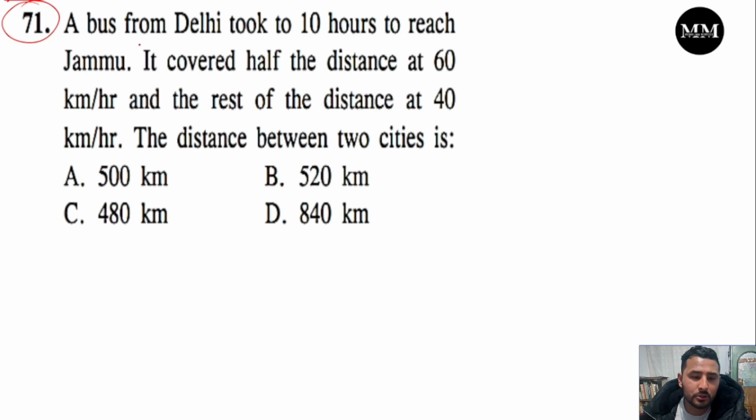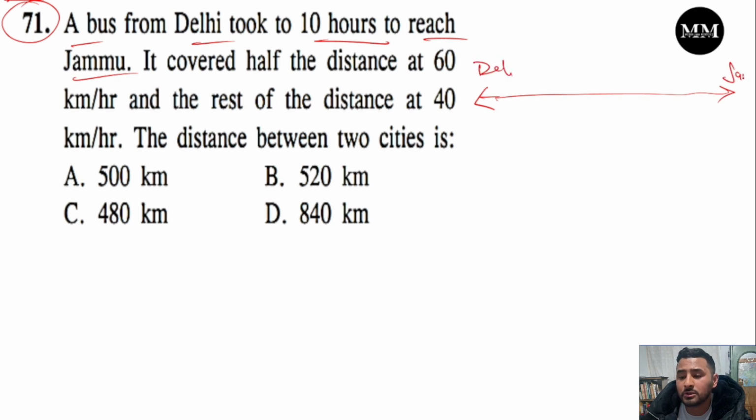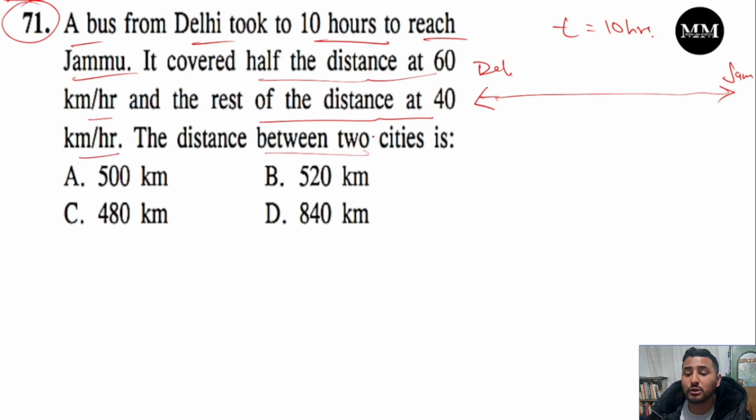A bus from Delhi took 10 hours to reach Jammu. So there's a bus traveling from Delhi to Jammu. Total time, how much did it take? 10 hours. It covered half the distance at 60 km per hour and the rest of the distance at 40 km per hour. We have to find the distance between two cities.